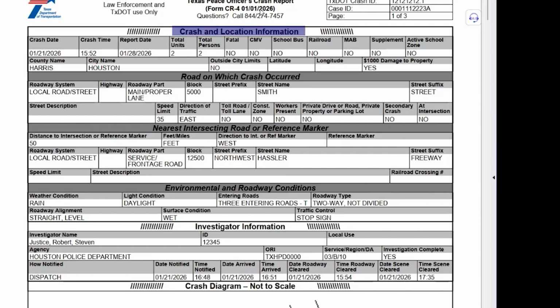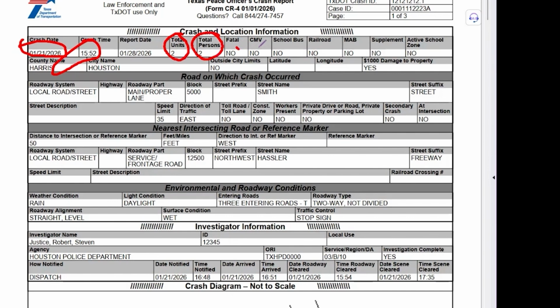So here's one, crash and location information. Here's another one, environmental and roadway conditions. So if you look for those kind of mid-page headings, it will give you an idea of what information is below that heading. So let's start with this first section up here, crash and location information. So you've got things like the date of the crash, the time of the crash, total units, that's how many different vehicles or sometimes pedestrians were involved, how many people were involved, because of course you can have more than one person in a vehicle.